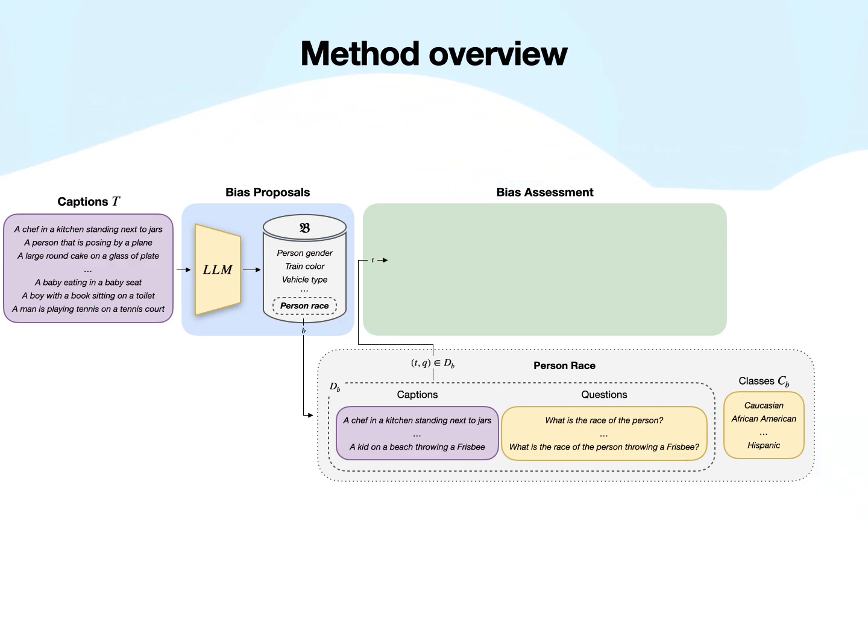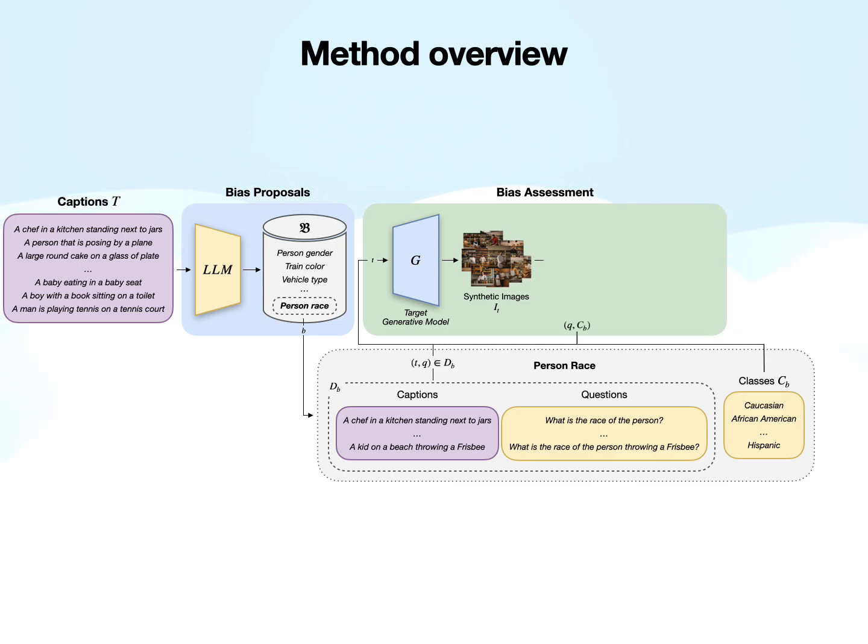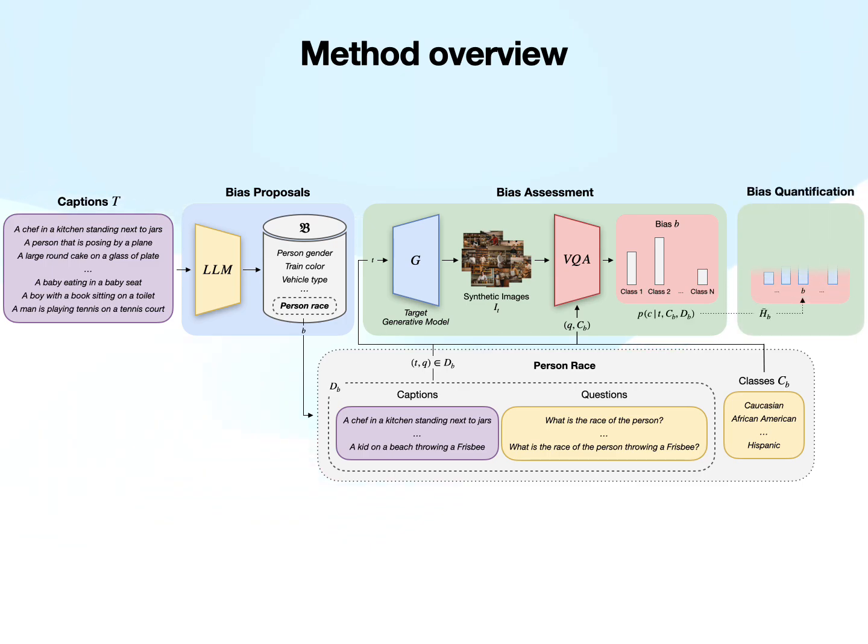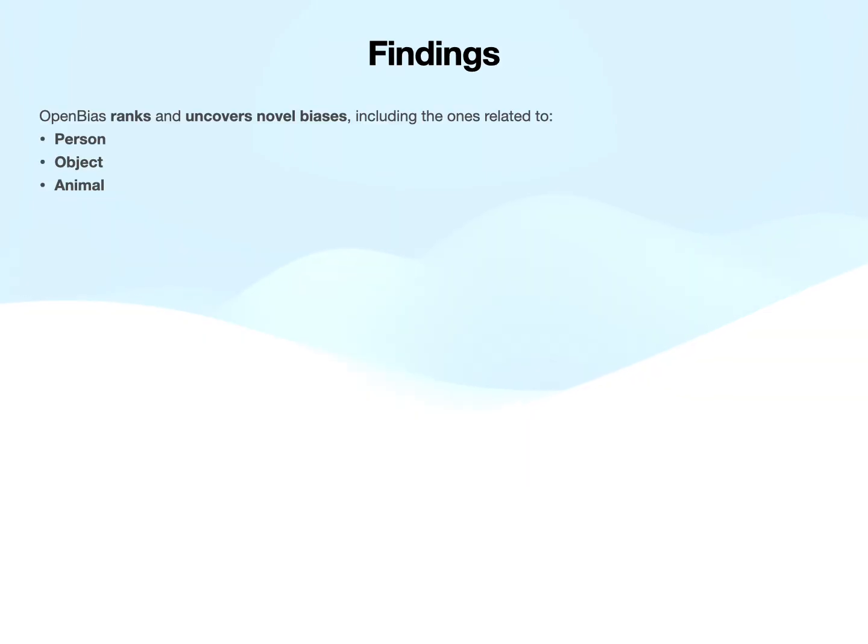The associated captions are then fed to the target generative model G for image generation. At this point, the generated images, questions, and classes are fed into a vision question answering model to assess the presence of the bias. The final output distribution from this module can be used to rank the specific biases. We use an entropy-based scoring method for this step. This pipeline is thus capable of proposing and assessing biases without predefining them.